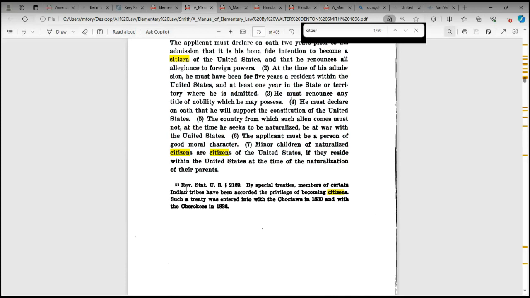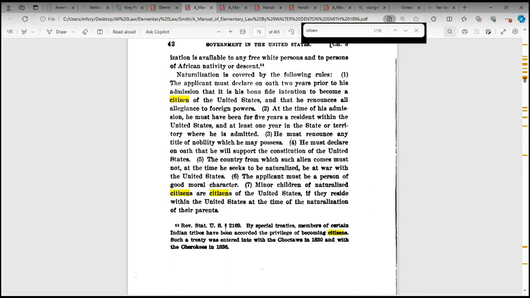This is going to give you a subsection annotation. By special treaties, members of certain Indian tribes have been accorded the privilege of becoming citizens. Such a treaty was entered into with the Choctaws in 1830, and with the Cherokees in 1836.